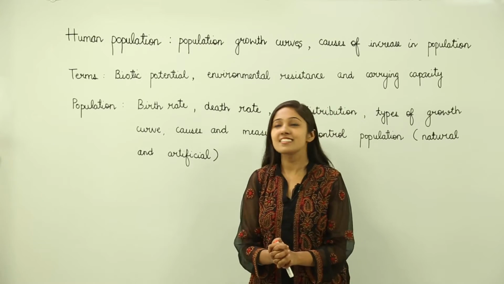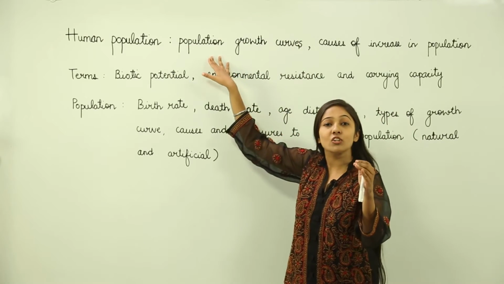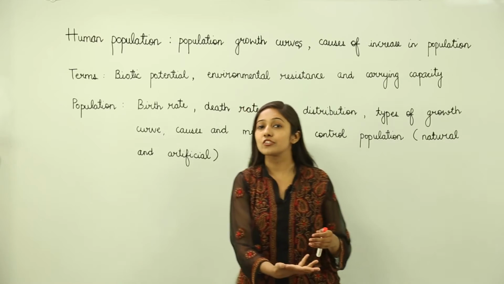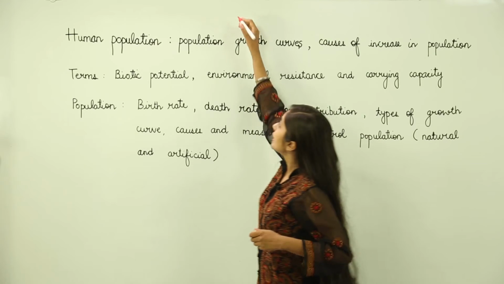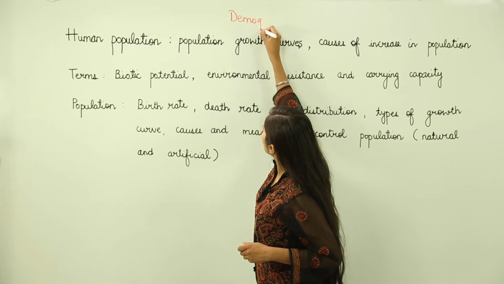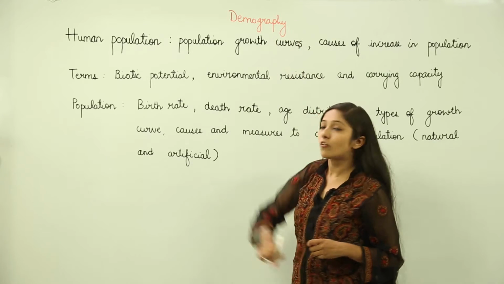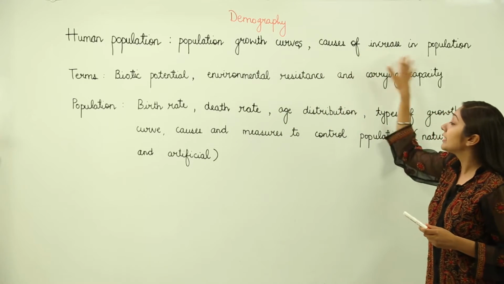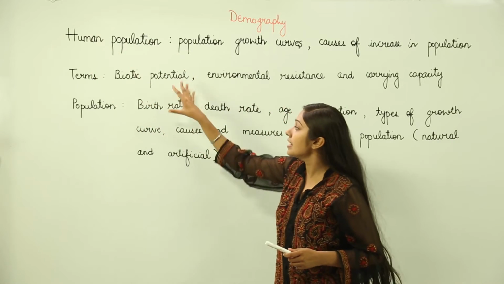So we'll be discussing human population and population growth curves. Population growth curves are the mathematical expressions of how we're going to study this population. First of all, remember, the scientific study of human population is known as demography. Okay, the scientific study of human population is known as what? It is known as demography. So this is what we are going to study scientifically. Then we'll study the causes of increase in population. This is an overview of the chapter, the syllabus.